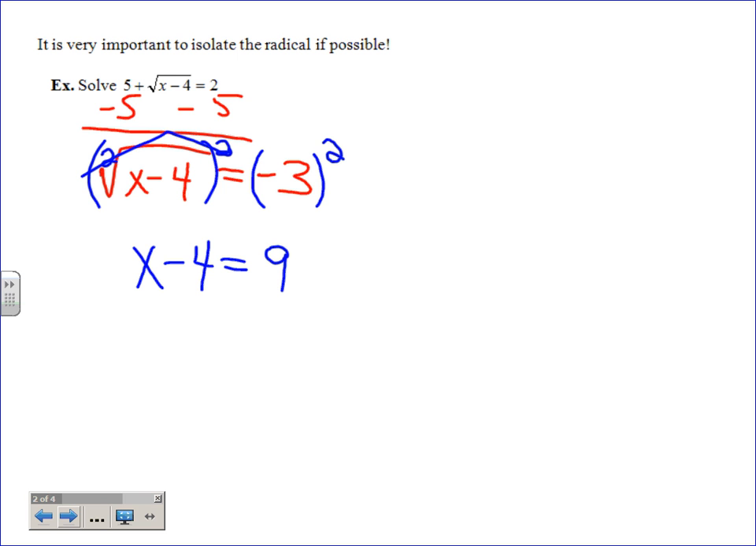Positive. And add 4. I think this is the answer somebody gave for the previous example. They were just a little ahead. Yes? What are you saying?